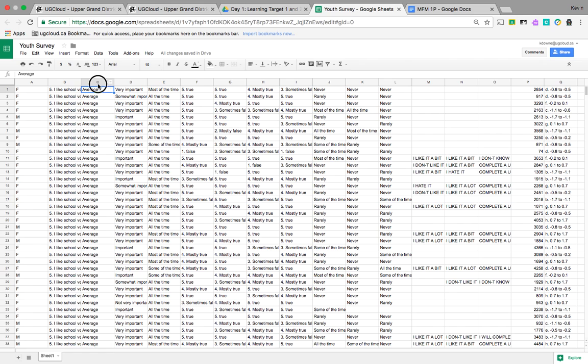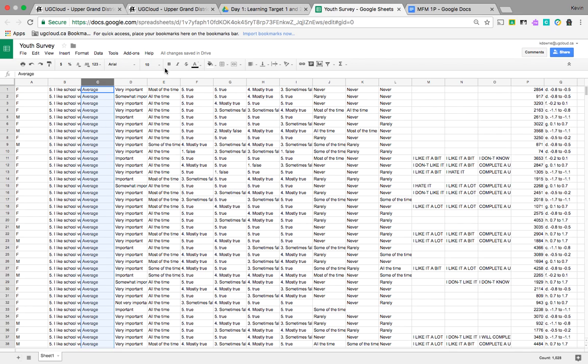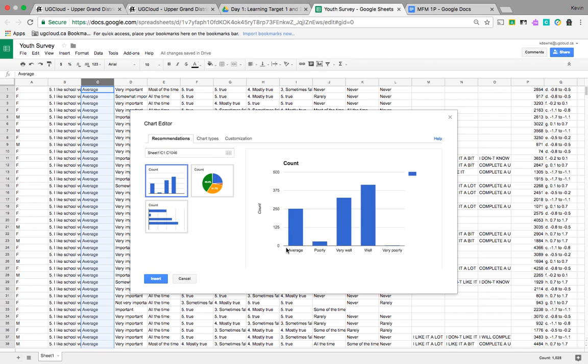If you do the same thing, say for column C, I just click column C so it's highlighted, insert chart. This time it's actually going to give me the answers. Now the question isn't there; I didn't copy it over from Fathom, but the answers are average, poor, very well, well, very poorly. In Fathom, we could just move these around, but there's no real way to do that here. It's just giving it in alphabetical order, the way it showed up.